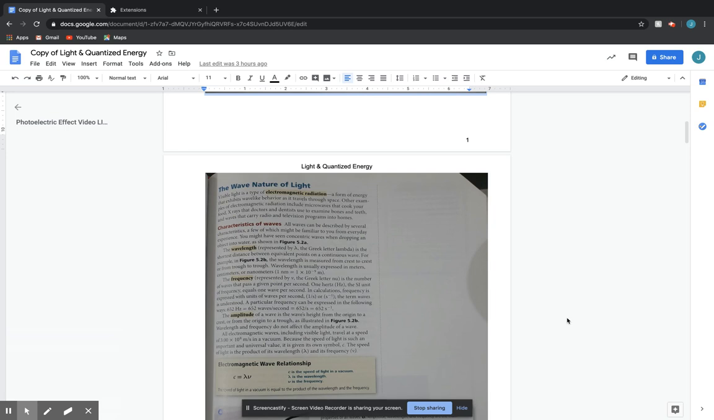The amplitude of a wave is the wave's height from the origin to a crest, or from the origin to a trough, as illustrated in figure 5.2b. Wavelength and frequency do not affect the amplitude of the wave.